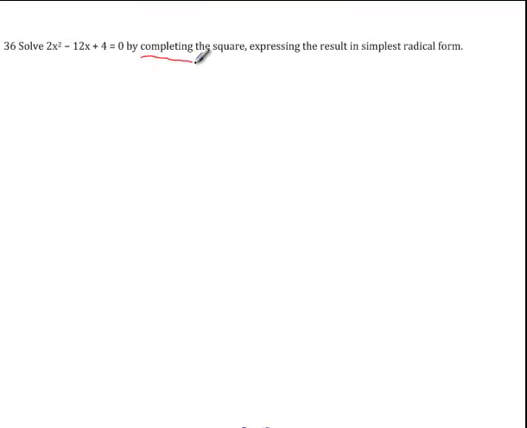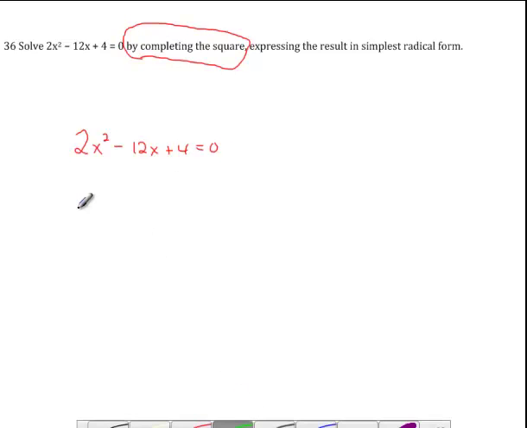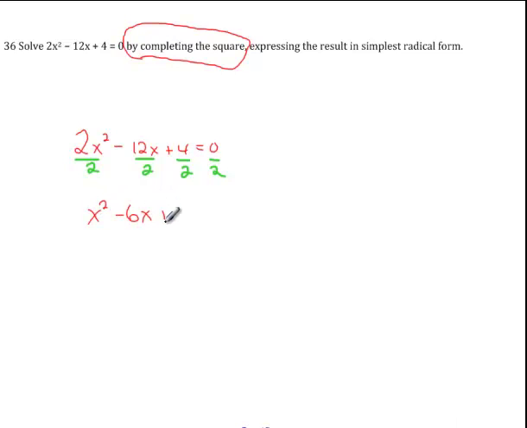Solve by completing the square. Alright, so now we got to take our steps for completing the square. First thing about completing the square says that my leading coefficient has to be a 1. So it's a 2, so I'm going to divide everybody by 2. All right, what do I get when I divide by 2? X squared minus 6x plus 2 equals 0. Next thing I have to do is isolate my x's, which means this 2 has to come over to the other side.